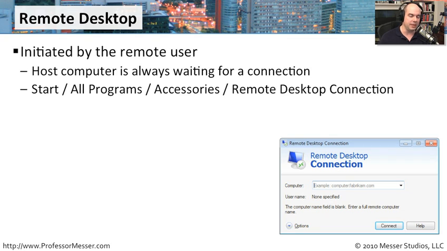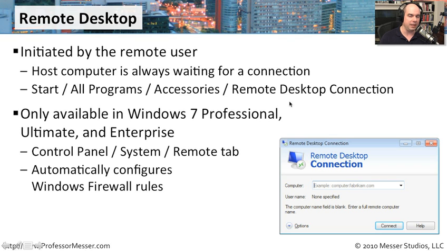You can start that remote desktop connection from Start, All Programs, Accessories, and Remote Desktop Connection. Now, this is only available in Windows 7 if you have the Professional, the Ultimate, and the Enterprise version. You cannot do a remote desktop connection to another computer unless it is running Windows 7 Pro, Ultimate, or Enterprise. Other computers, like a home system or maybe a different version of Windows 7, you can always run the remote desktop connection. You just can't be a host for that remote desktop.